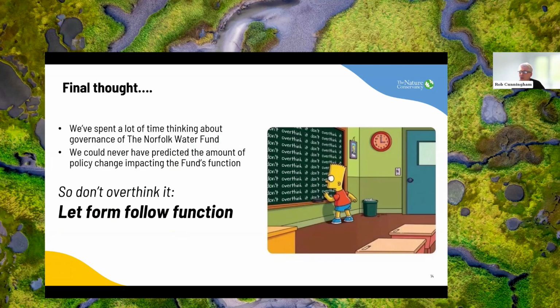My main reflection on our work in Norfolk is really, don't overthink the governance. Think about what you're trying to deliver, what the function is, what your unique selling point is, and let your form of governance be informed by the function, and that function will change over time. So be ready to be flexible, but don't spend lots and lots of time working on the end game when you've probably got several stages of evolution to go through before you understand what that end game is.